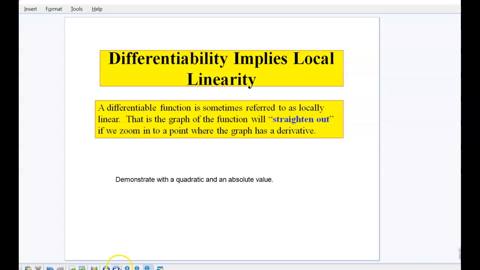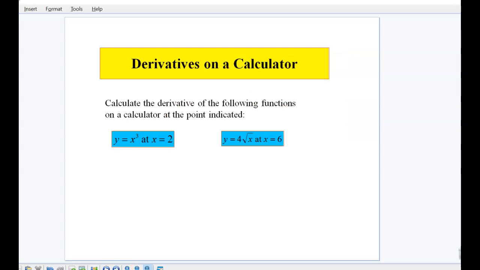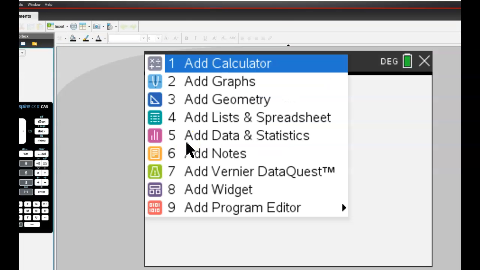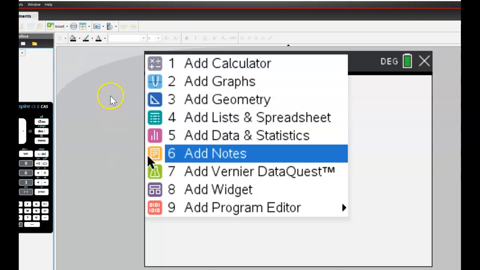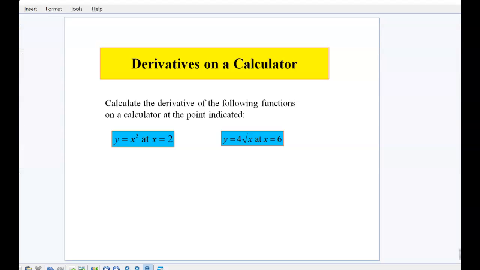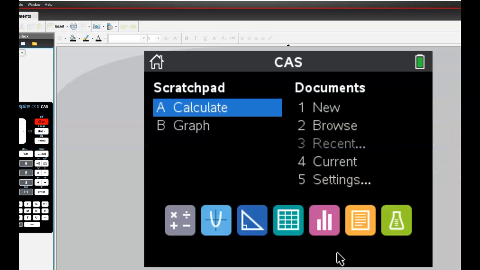Okay, so that pretty much concludes our lesson. The last thing is we want to learn how to do derivatives on a calculator. So again, I'm going to load up the calculator and show you how to find the derivative on the TI-Nspire. As part of the calculus course, you need to know how to use a calculator. So our function that we were dealing with was x cubed, and we wanted the derivative of x cubed at x equals 2.